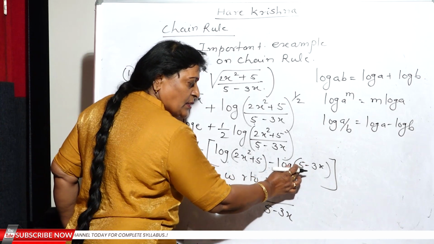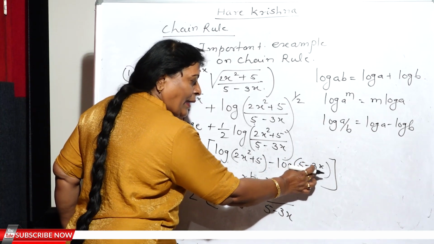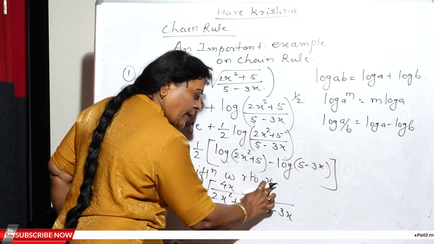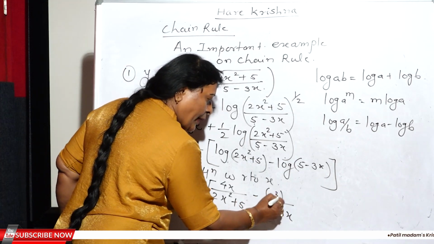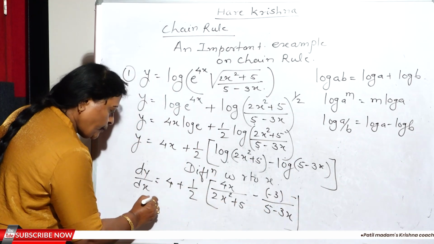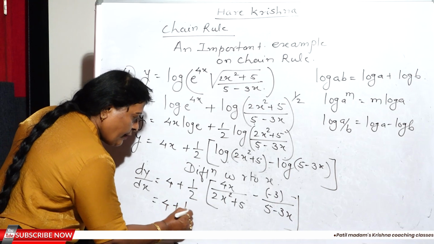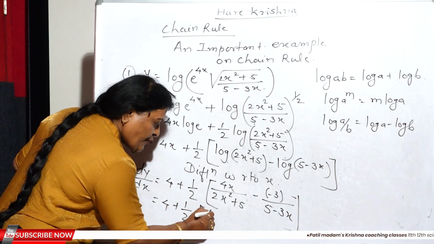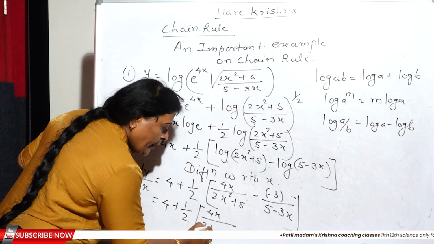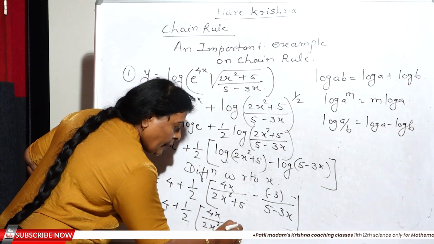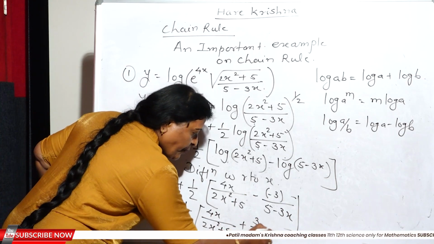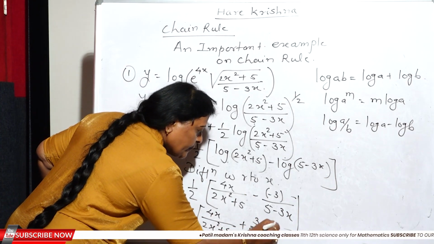Again, what is the derivative of 5? 0. And minus 3x derivative, what does it come to? Minus 3, right? Therefore, here you have got minus 3. See, this 4, 1 by 2. Again, this is 4x divided by 2x square plus 5, minus minus plus 3, divided by 5 minus 3x.